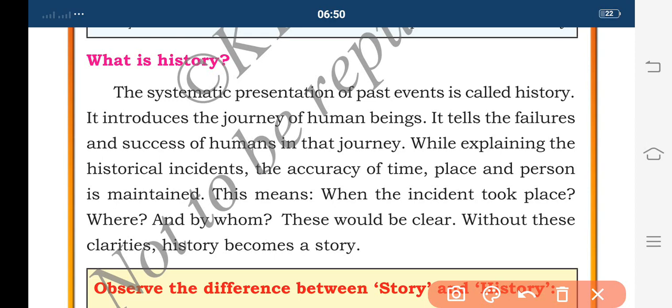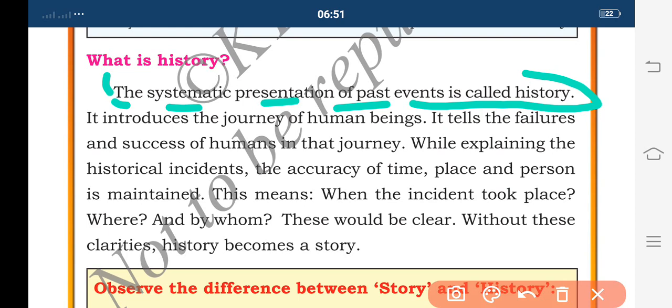History means the systematic presentation. Okay, do you all understand now? The systematic presentation of past events is called history. This much only. Very simple. What is history? History is the systematic presentation of past events. It is called that.